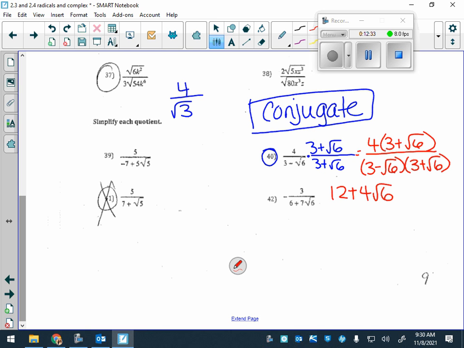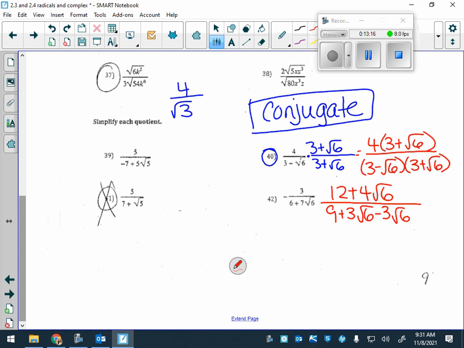You can't have root 24 because there's no radical with the 4. Okay? So it's 4 root 6. Now, the denominator. Since we have 2 binomials, we will be using FOIL. Okay? First, outer, inner, last. Which is just multiplying, you're distributing both. Okay? What is 3 times 3? 9. Okay? 3 times root 6 is what? Negative root 6 times 3. Negative root 6 times 3 is negative 3 root 6.